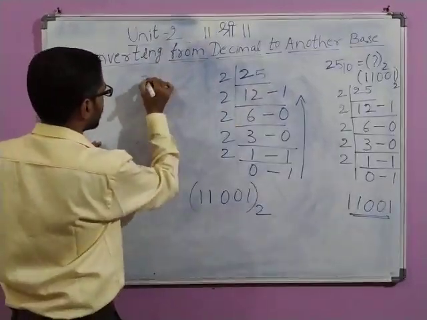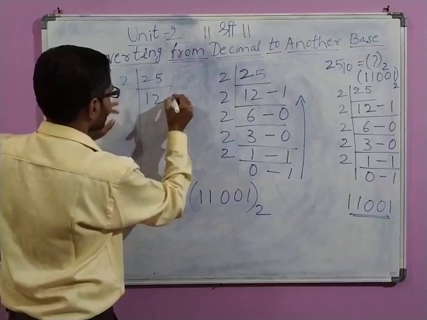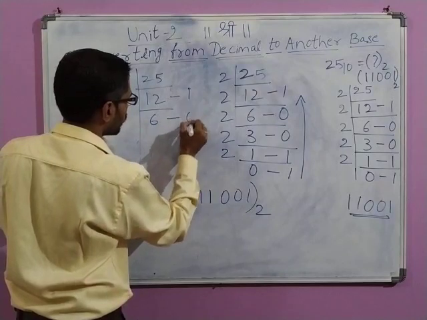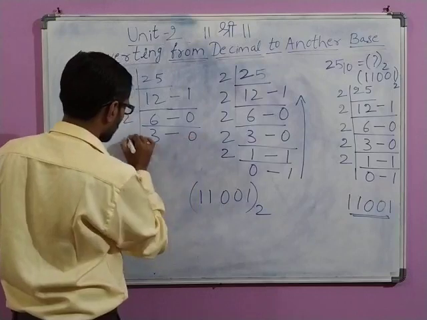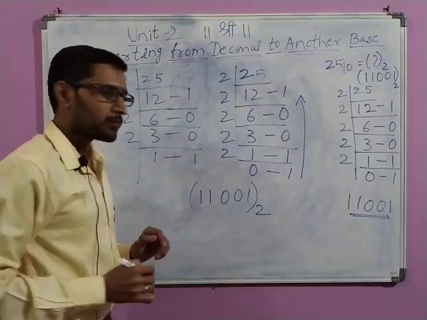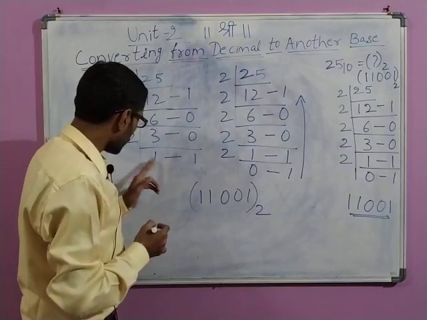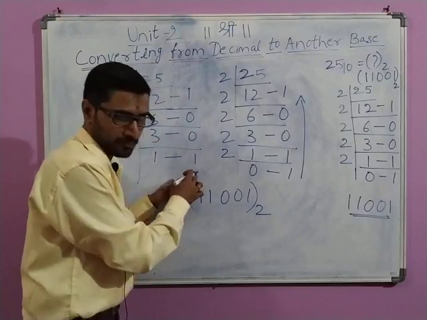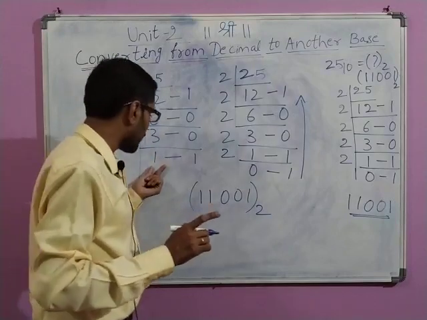Okay, so same number, I will take 25, dividing it by 2. So this remains the same. Remainder is 1. So 2 6s, remainder is 0, and then 2 3s, remainder is 0. 2 1s, remainder is 1. Okay, if I want to divide 1 by 2, it is not possible. So obviously I am going to put 0 here, and write 1 here. Instead of that, what is remaining here? Only 1 is remaining. That is remainder 1 is remaining.